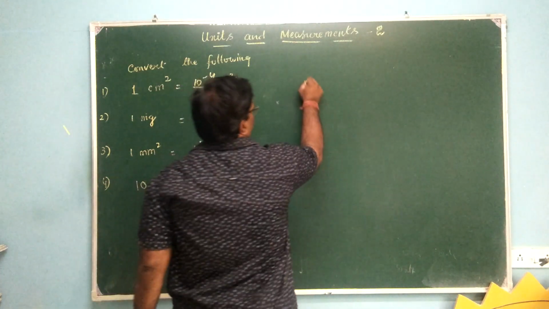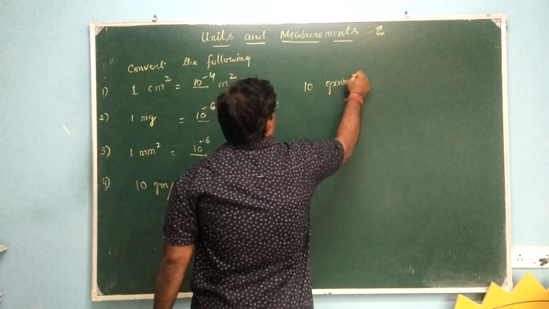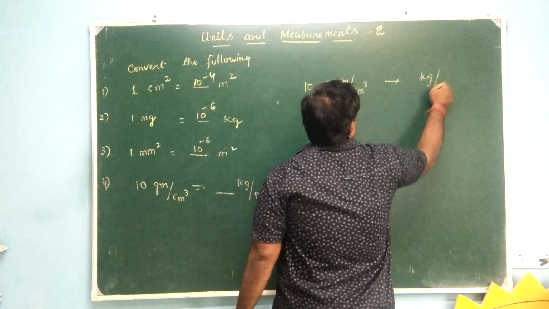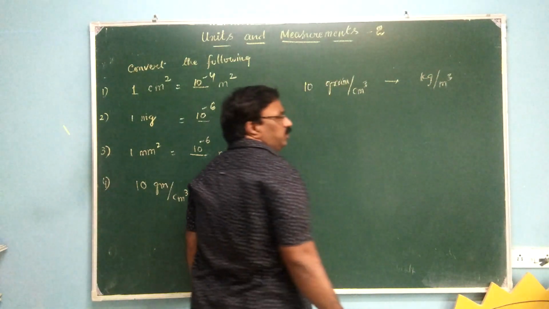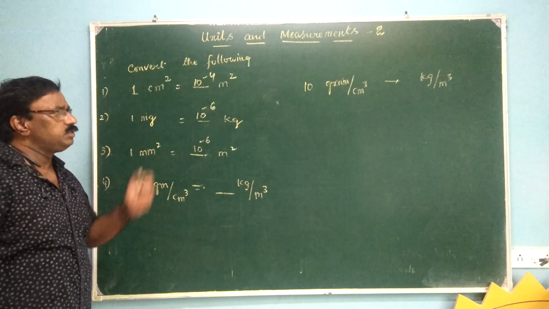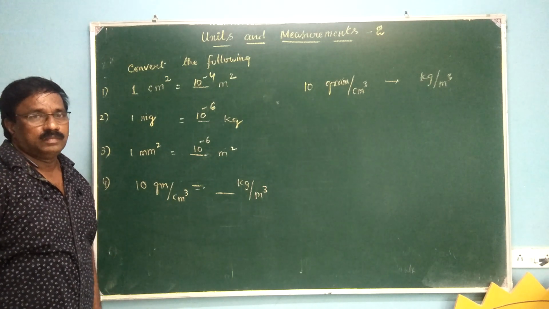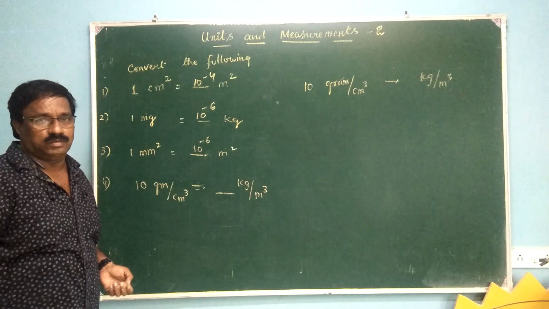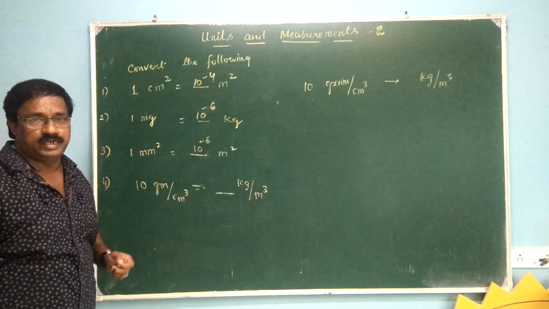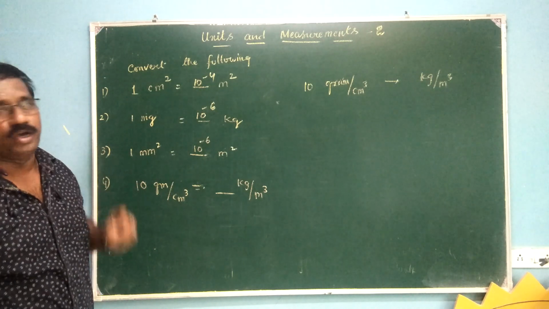You have to convert 10 gram per centimeter cube into kilogram per meter cube. Sometimes we use G, sometimes GR, sometimes GM. For gram, we write the full word, or GM, or G. It depends, there is flexibility. No need to follow exactly G every time. So 10 gram per centimeter cube to kilogram per meter cube.